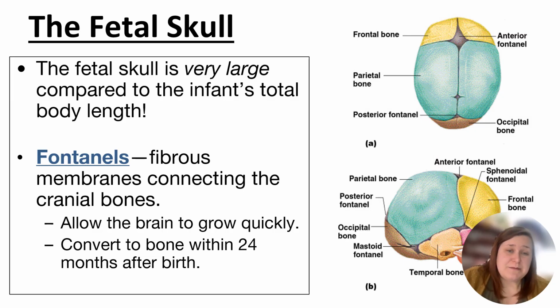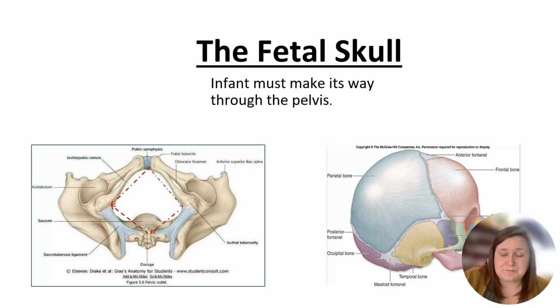The fetal skull is going to be super large compared to the infant's total body length. And remember, because those bones are not fused, because we need it to be a little flexible for the process of birth, we will have what we call fontanelles. Fontanelles is just a very fancy science word for soft spots. So these are going to be the fibrous membranes that connect the cranial bones. They're going to allow the brain to grow really, really quickly. And they usually convert to regular bone within about 2 years after birth.